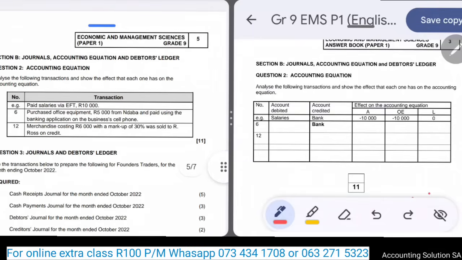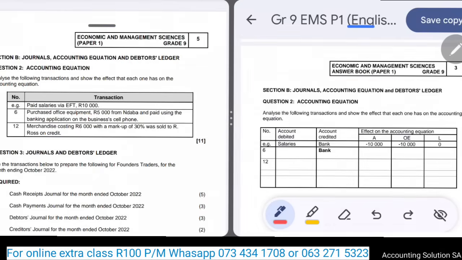Okay, now let's go to section B, question 2. Accounting equation. They want us to do the accounting equation, guys. And remember, for the accounting equation, you must always use this sign: assets, equity, and liability. Assets increase on the debit and decrease on this side, plus, minus, plus, minus. So you must always write this down so that it can be easy for you to do it.